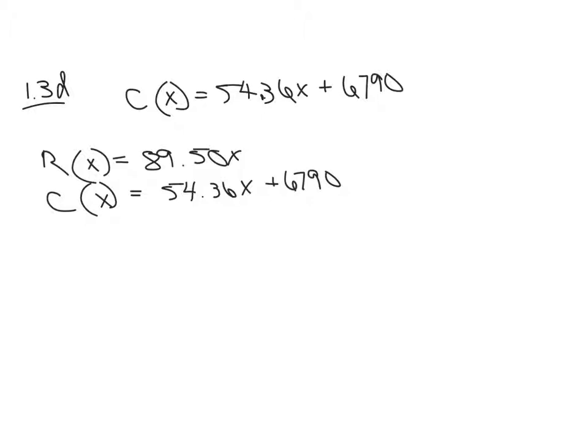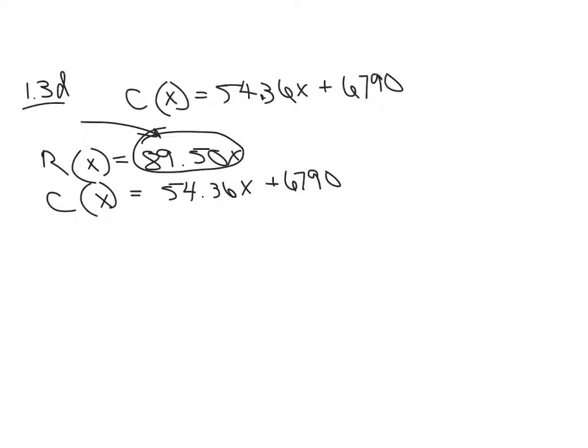Okay, marginal revenue is the rate of change of the revenue function. So what is the rate of change of that? What is the slope? It's always the constant or the number in front of the x. So the slope is going to be 89.50, which is the marginal revenue, which means that the sale of each additional smartphone will bring in an additional $89.50.